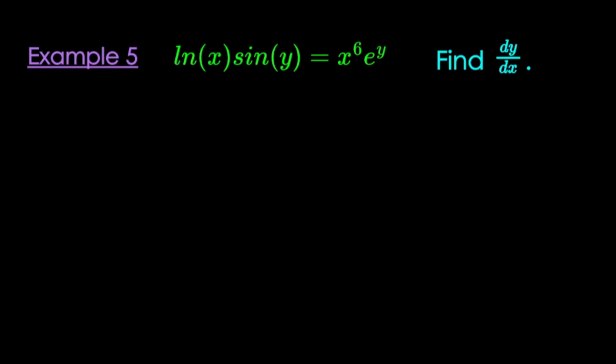Here I brought in an example that has some transcendental functions in case it's been a minute since you've worked with them. It'll help you refresh your memory. We have natural log of x multiplied by sine of y, and it equals e to the 6th times e to the y power. Since the left side is a product, let's take the derivative of both sides. I won't spend the time writing d dx on both sides. Let's just jump in and do it.